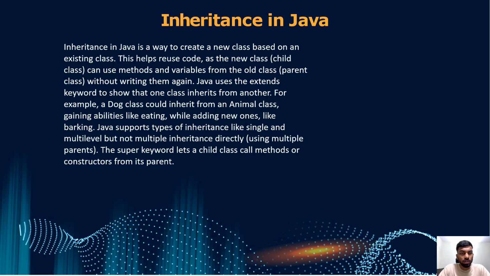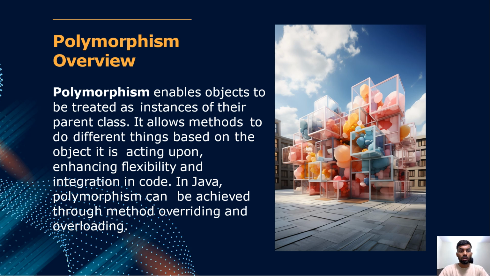For example, a dog class can inherit from an animal class, gaining abilities like eating, while adding new ones like barking. Java supports types of inheritance like single and multilevel but not multiple inheritance directly. The super keyword lets a child class call methods or constructors from its parent.